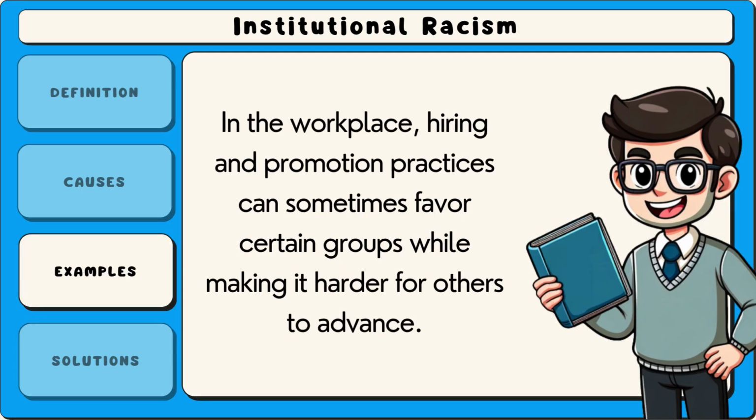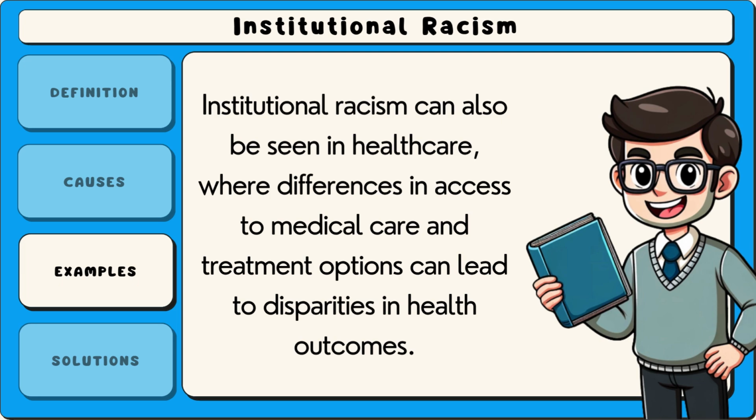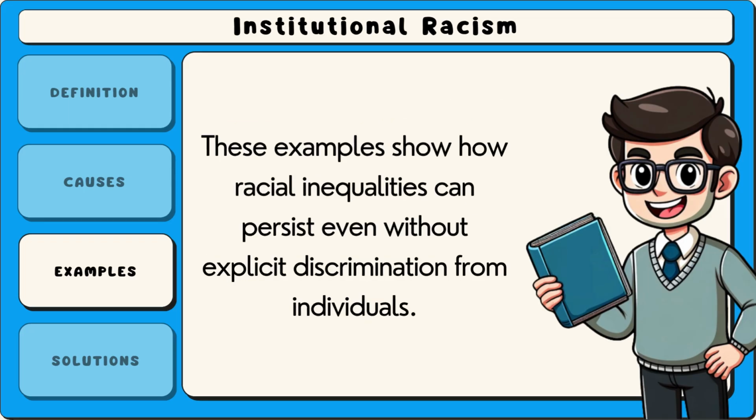In the workplace, hiring and promotion practices can sometimes favour certain groups, while making it harder for others to advance. Institutional racism can also be seen in healthcare, where differences in access to medical care and treatment options can lead to disparities in health outcomes. These examples show how racial inequalities can persist even without explicit discrimination from individuals.